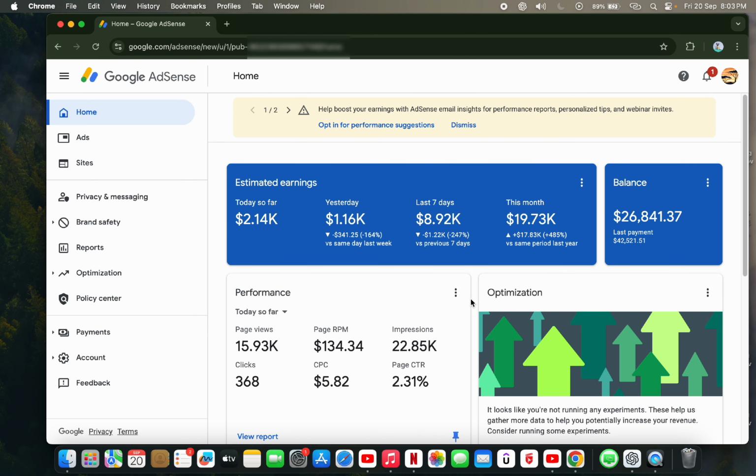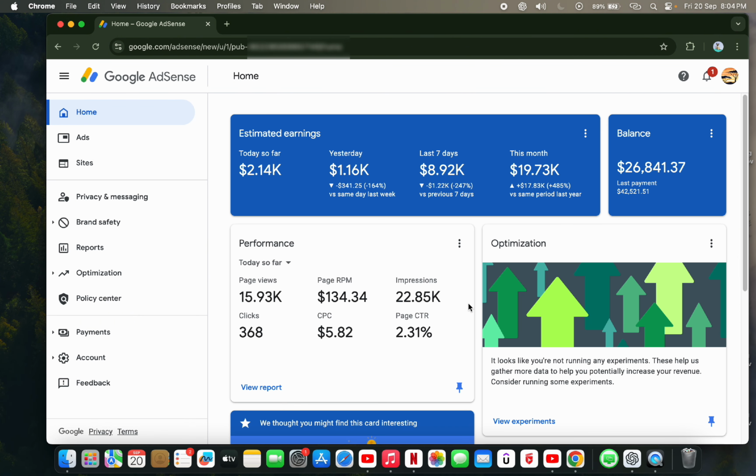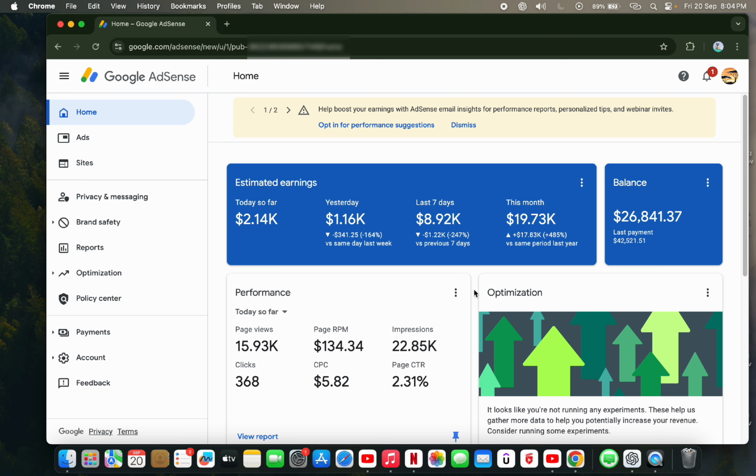So, let me refresh this one more time. Most of you that are having doubts, this is a real live AdSense dashboard.